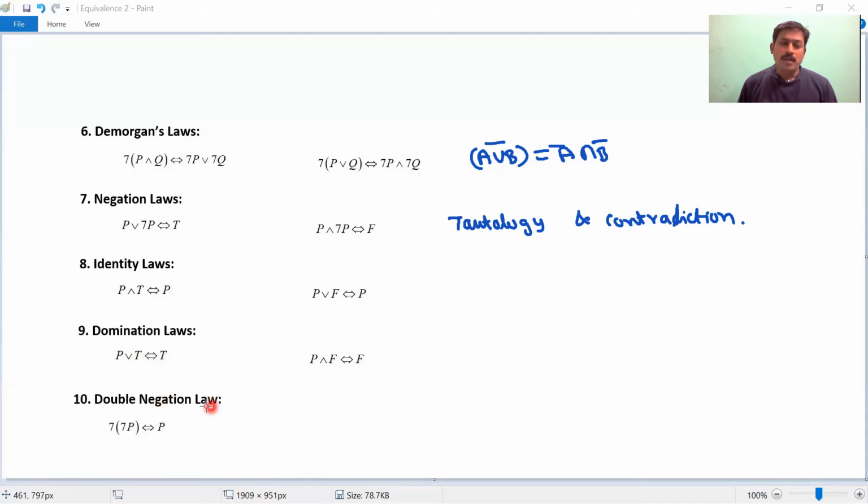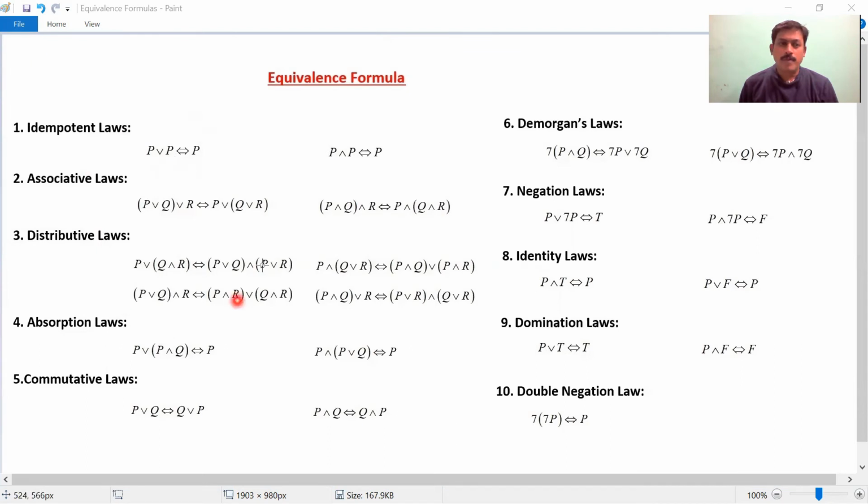Double negation law. From the name itself, we will easily remember the law. Negation of negation P is equivalent to P. These formulas are important to solve problems without using a truth table. If you observe all the formulas, only two symbols are involved, that is or and and.